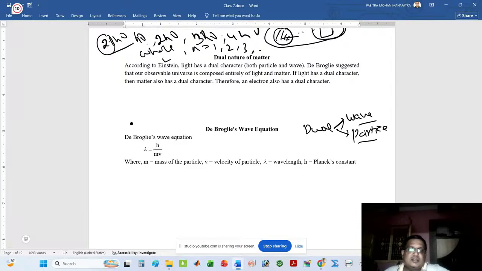According to Einstein, light has dual character. Light has a dual character: it has a particle character, and another is the wave character. This is explained by the scientist Einstein.